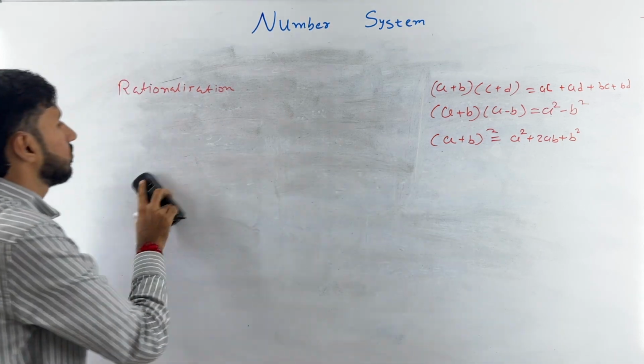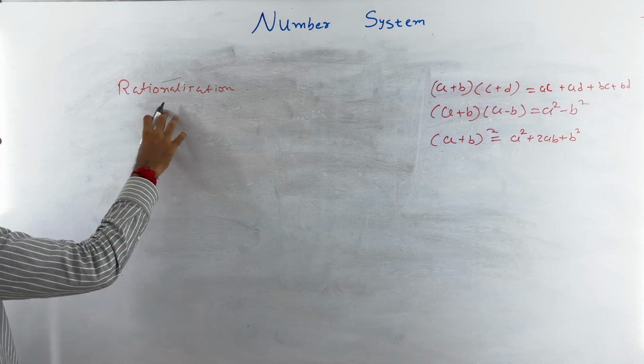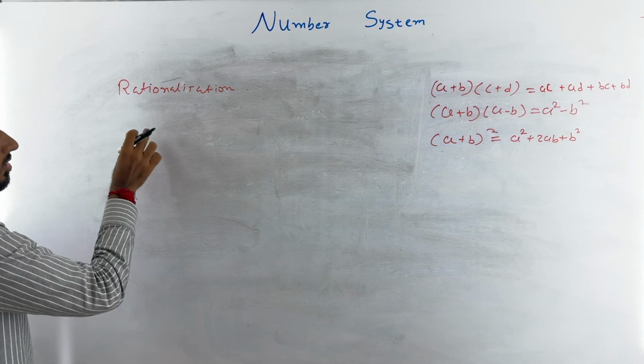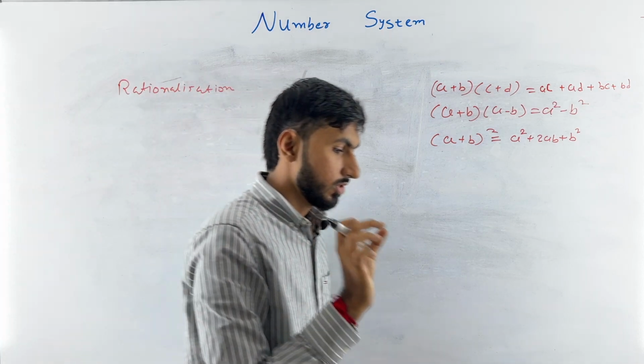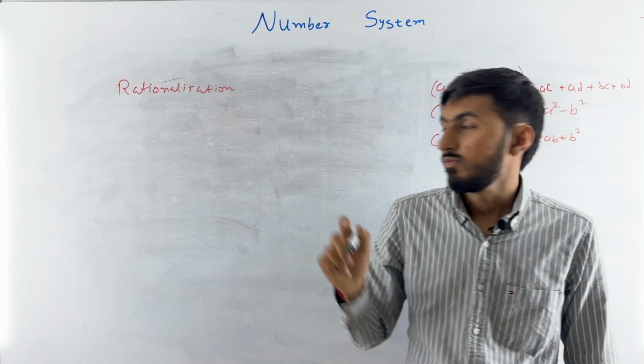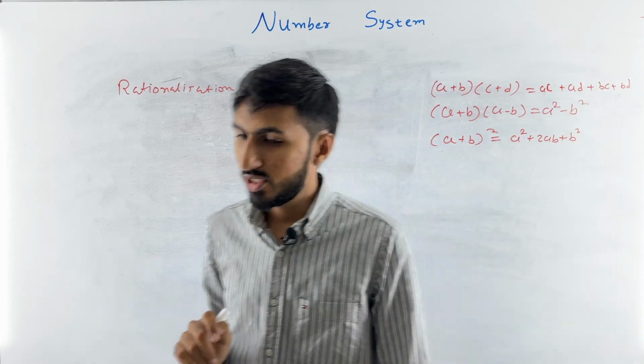So let me give you 2 or 3 examples. Now what is rationalization? As I told you, to replace the denominator from an irrational number to a rational number, we will multiply and divide it by the same number, right? So this process is called rationalization.